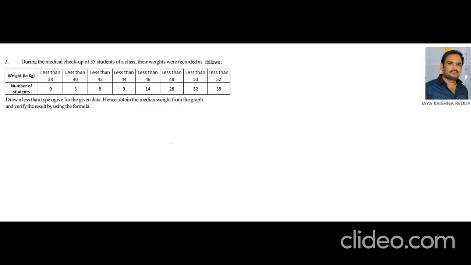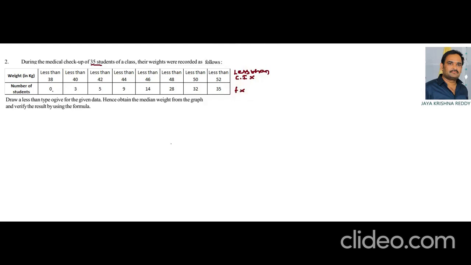Let us solve one more question. During the medical checkup of 35 students of a class, their weights were recorded as follows. The first row is given as less than 38, less than 40, less than 42, like that up to less than 52. So these values are not in the proper way of class interval. Only the less than column is given here. And the first row is not the class interval, and the second row is also not frequencies.